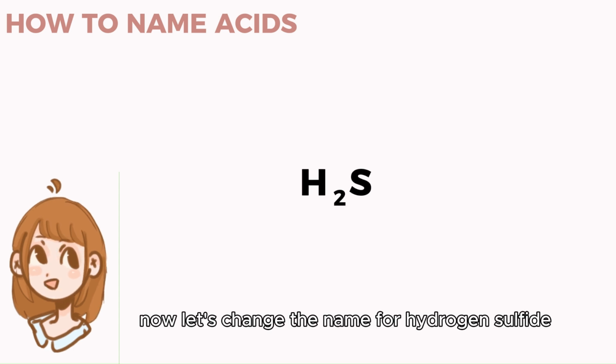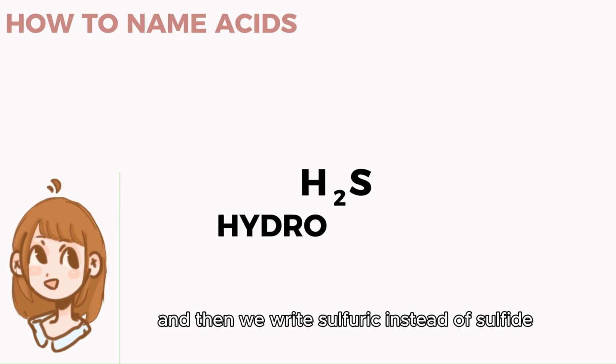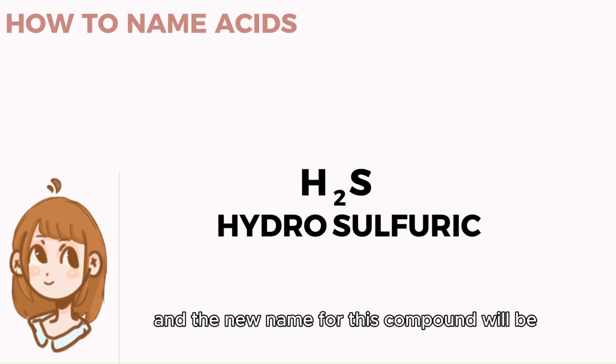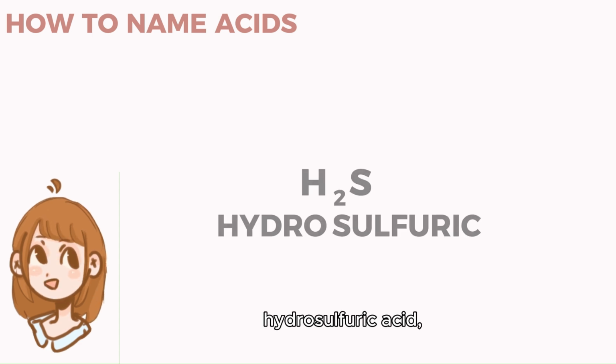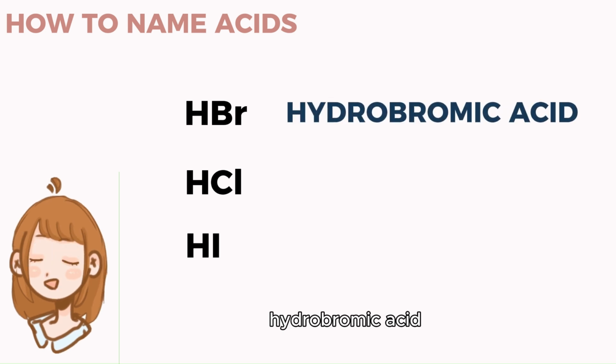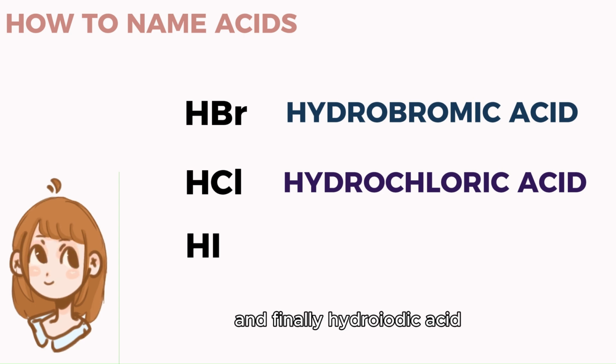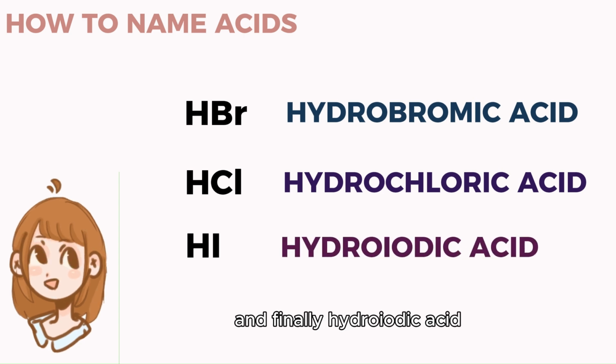Now, let's change the name for hydrogen sulfide. First, we keep hydro, and then we write sulfuric instead of sulfide. And the new name for this compound will be hydrosulfuric acid. Here we have some examples. Hydrobromic acid, hydrochloric acid, and finally hydroiodic acid.